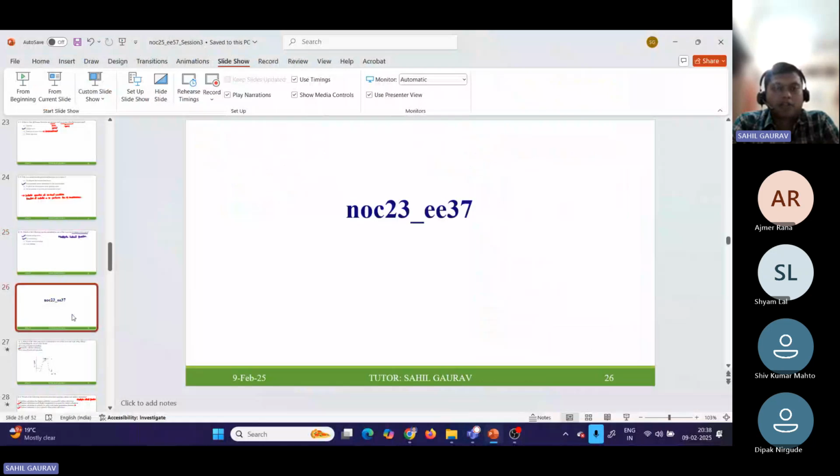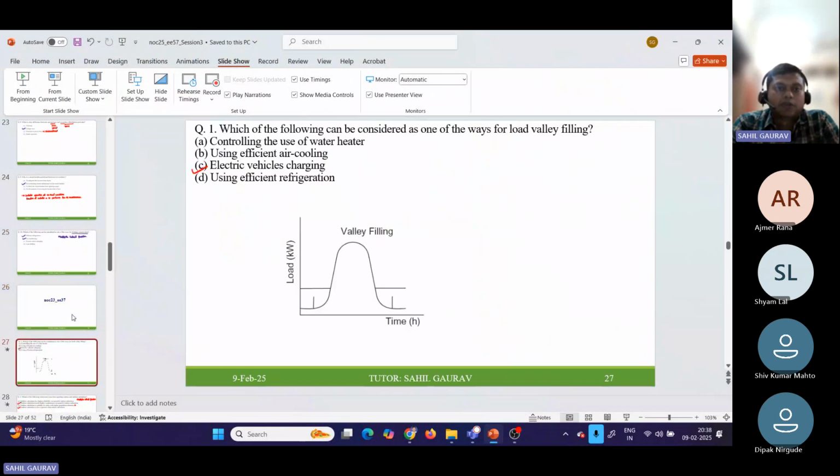Now I will just quickly revise all the problems of the previous years, like for 2023. The first problem is: which of the following can be considered as one of the ways for load valley filling? How can you fill the load valley? It means how you can increase the demand during off-peak hours. So one of the ways is that you can do your electric vehicle charging during off-peak hours. So the correct answer is C.